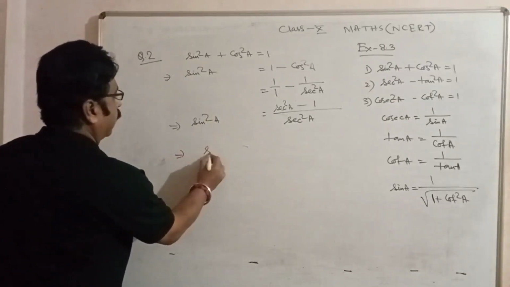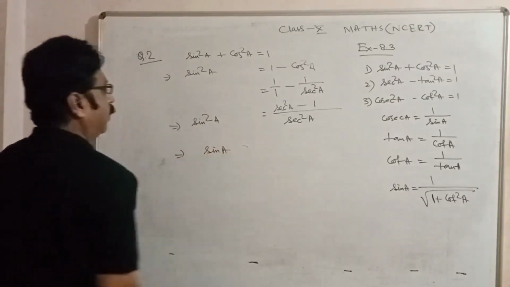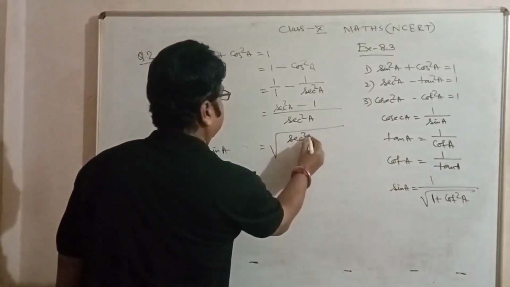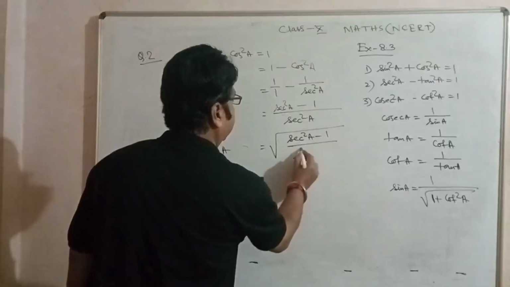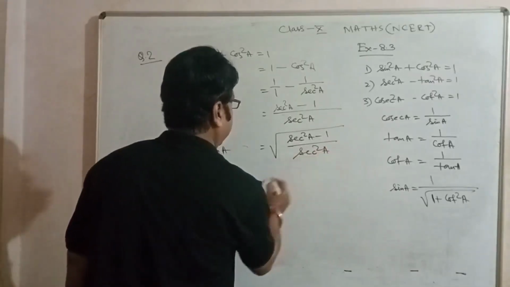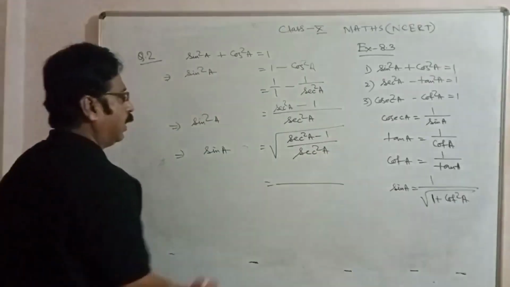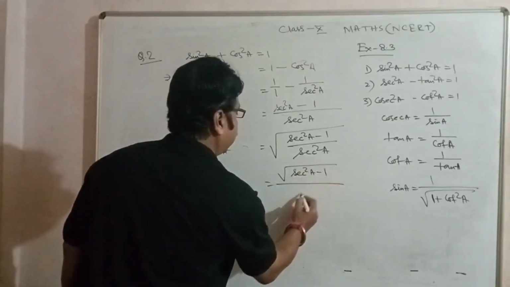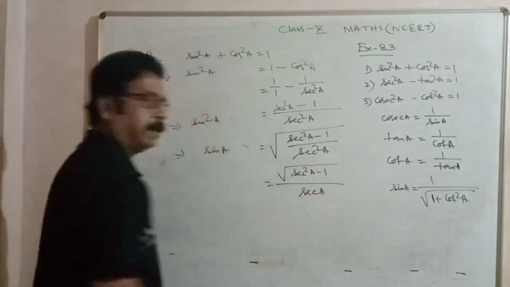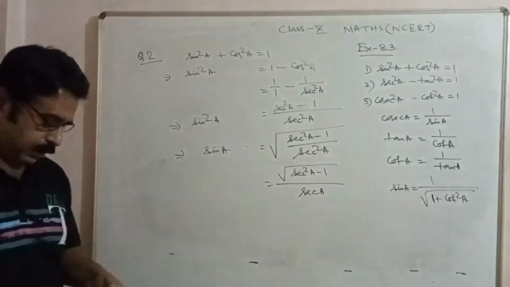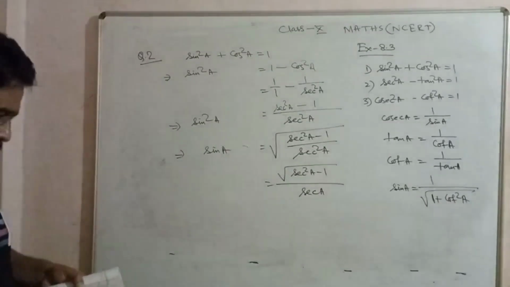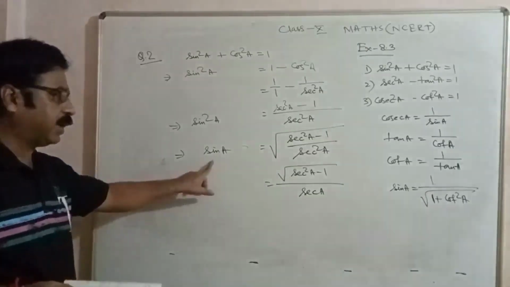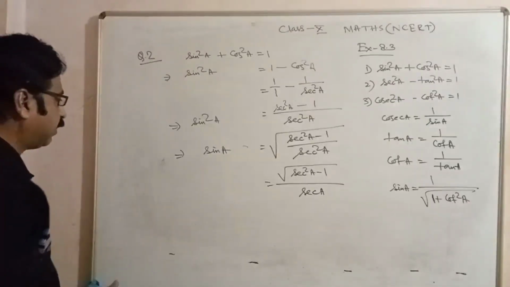Now sin A will be under root sec square A minus 1 upon sec square A. It will be under root sec square A minus 1 upon sec A. So we have converted sin A in terms of sec A.